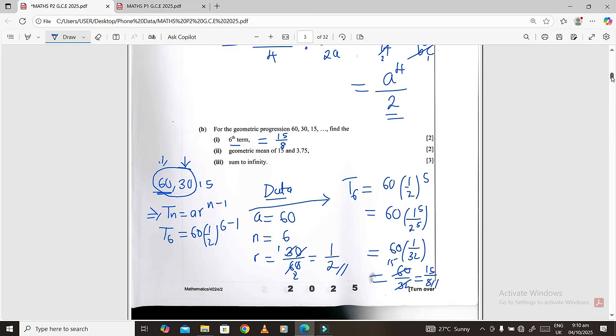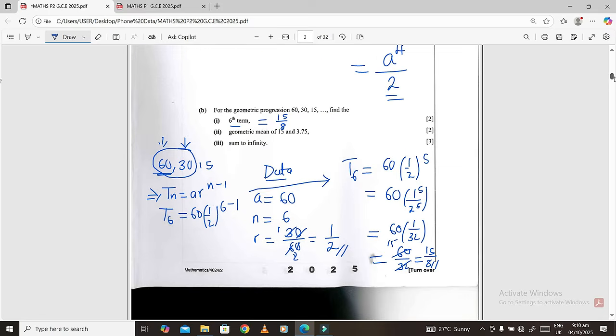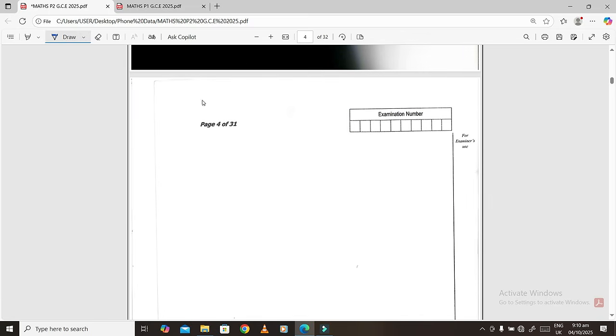We go to B2. So B2, they've given us two terms. I want you to pay attention and look very carefully. There is a 15. Let me do this so that you can see. There is a 15. Okay. A 15 and a 3.75.